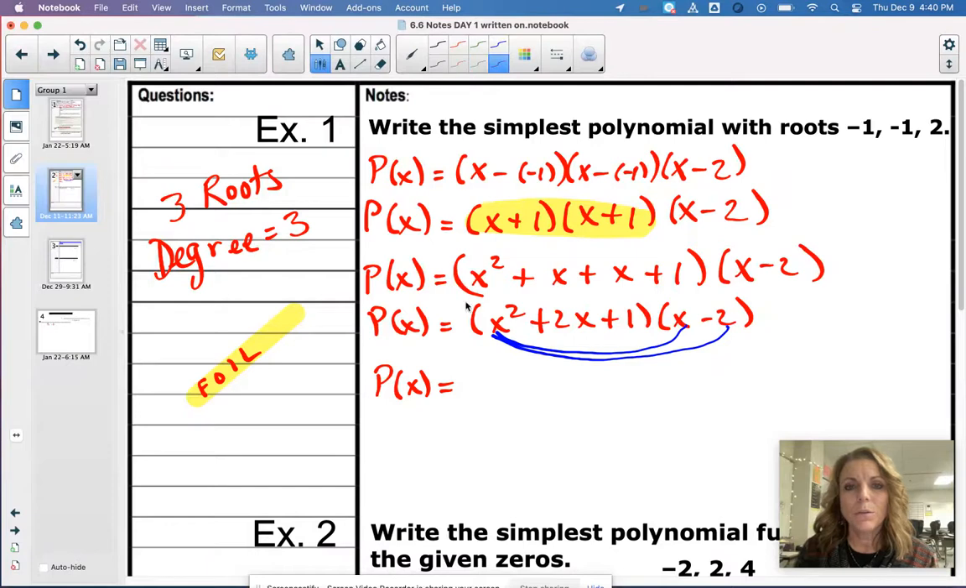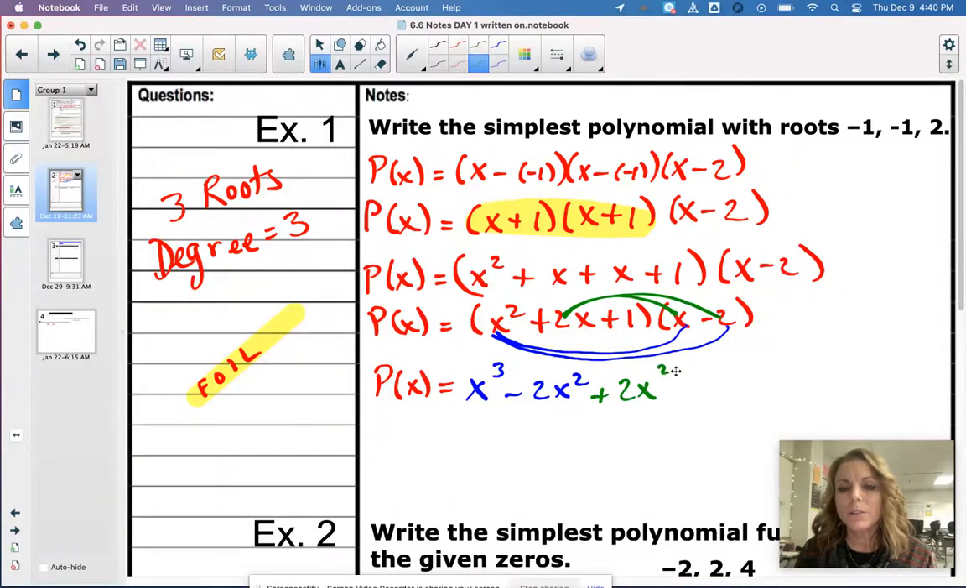When we do that, we get x squared times x, that's x to the third. X squared times -2 is -2x squared. 2x times x and 2x times -2. Well, that's going to be 2x squared minus 4x. And then 1 times x is x, and 1 times -2 is -2.